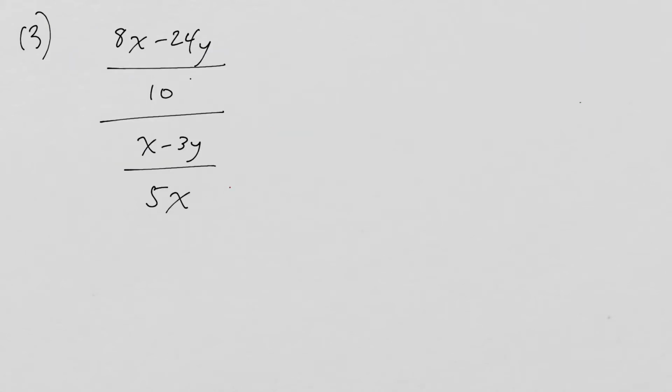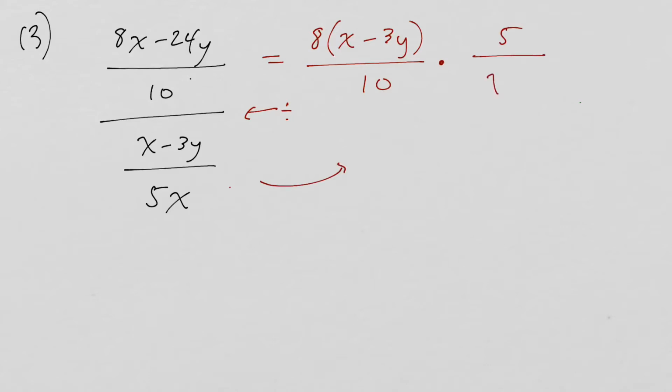Okay, so I'm going to factor the numerator of this one. And this, I'll pull out an 8, and I'll be left with x minus 3y over 10. And then I'll think of this as a division symbol, so I'll multiply by the reciprocal. I'm going to bring this up and flip it upside down. So I'll have 5 over x minus 3y. And then I can start canceling. X minus 3y cancels.